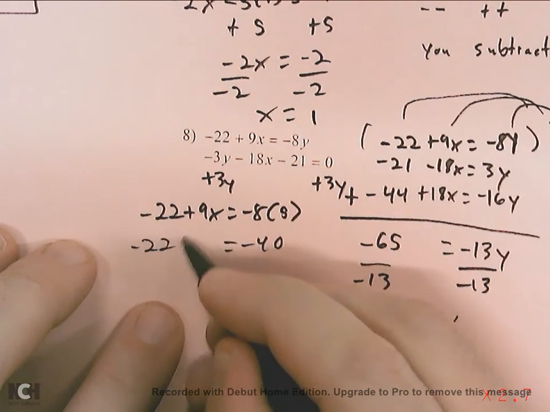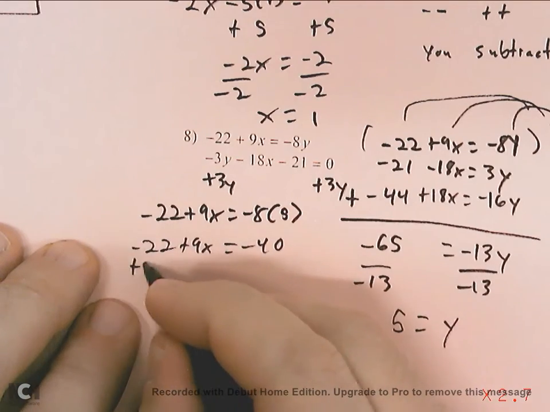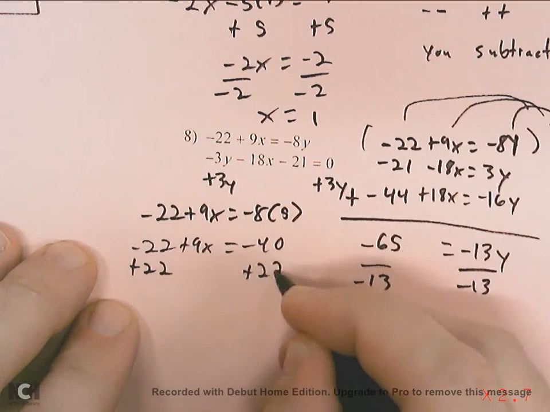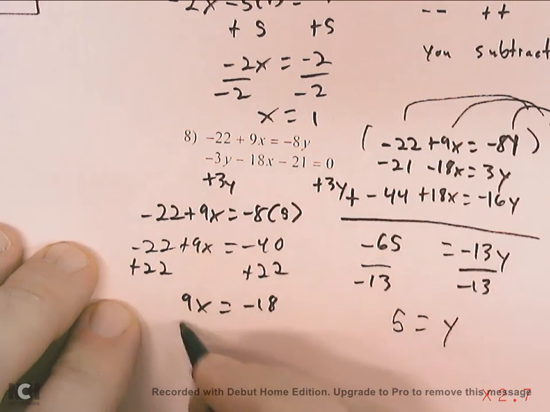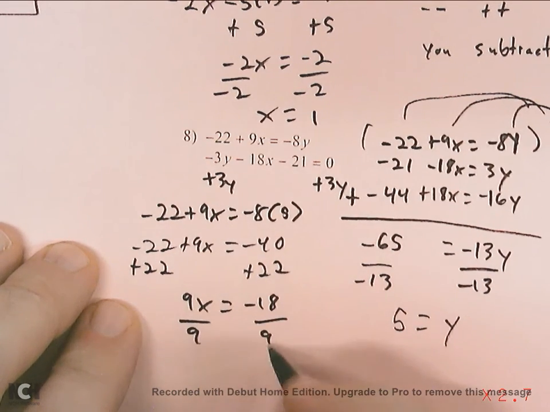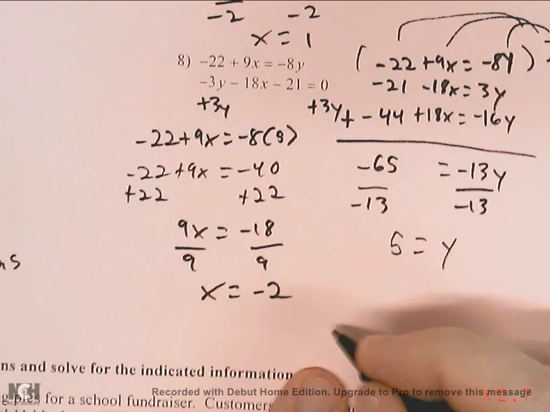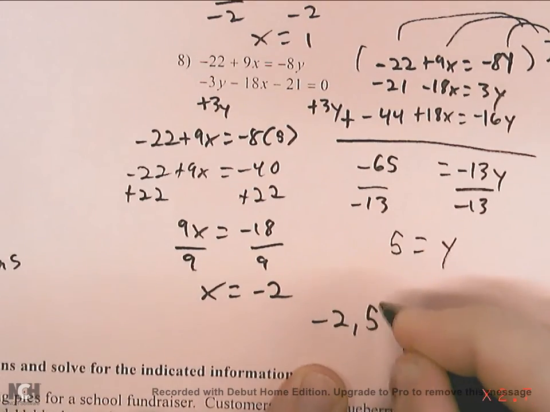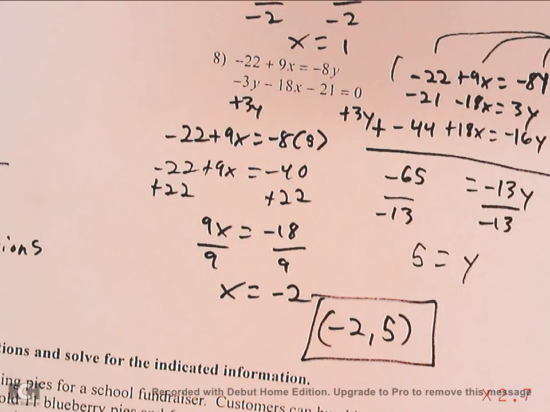And now it's a party problem. I got an acquaintance, best friend. I'm going to get rid of the acquaintance first, add them out the door. Gives me 9x is equal to -18. Divide by the best friend, x is going to equal -2. Okay? So my final answer is going to be -2 and 5. And that is how you solve for systems using elimination.